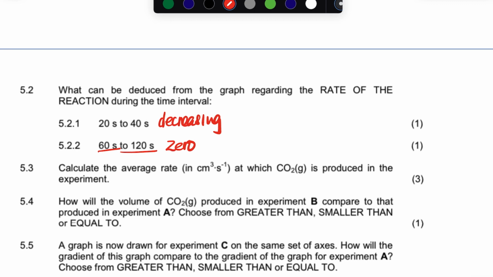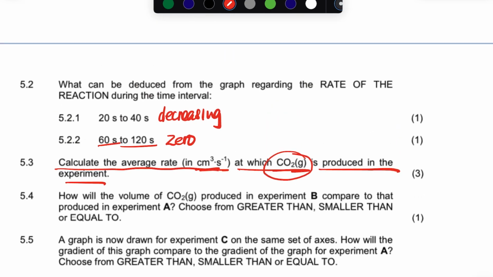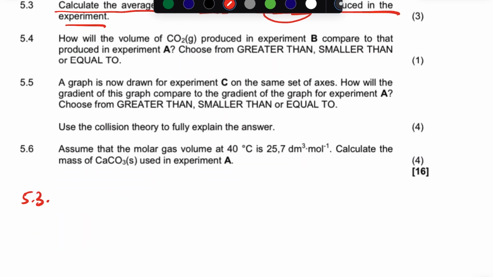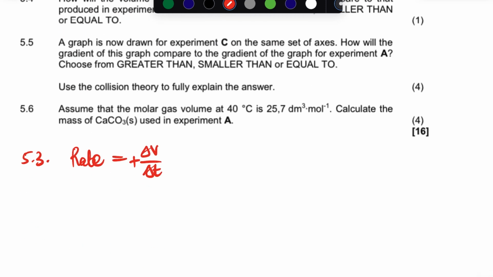Now in 5.3, it says calculate the average rate in cubic centimeters per second at which the carbon dioxide is produced in the experiment. The carbon dioxide there, guys, is the product, so we know our formula, it will be positive. The rate is equal to change in volume over change in time. It's going to be positive, so I don't have to put the positive sign. So it's V final minus V initial divided by T final minus T initial.